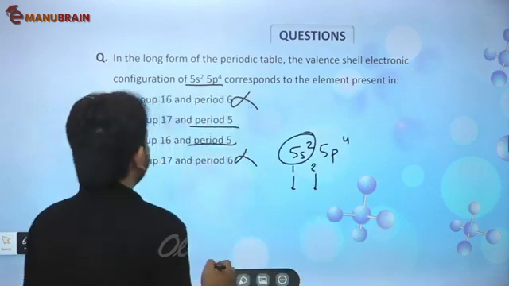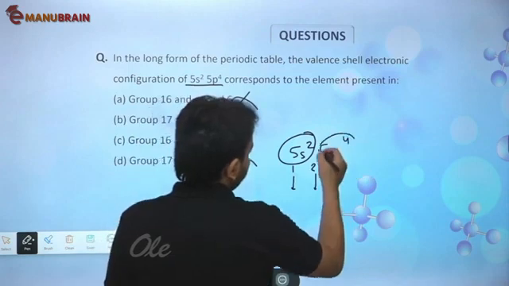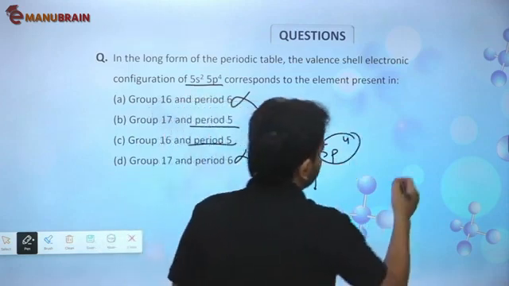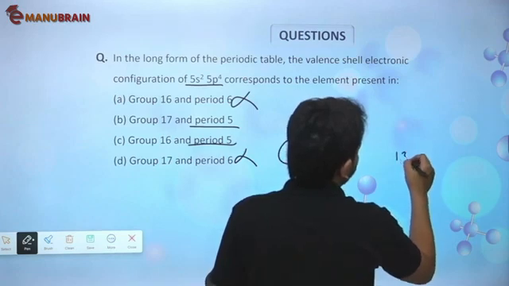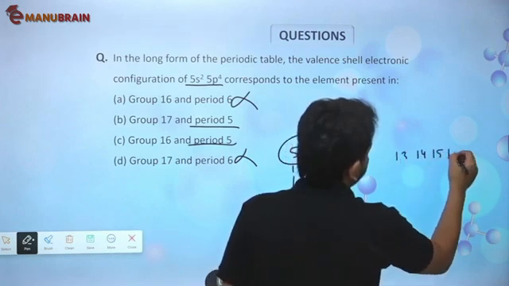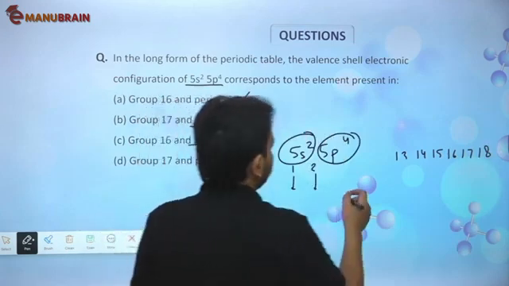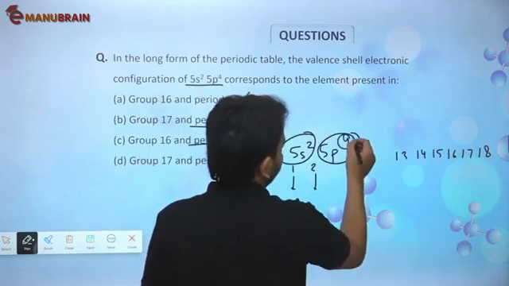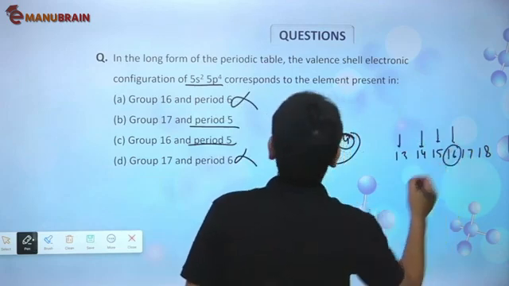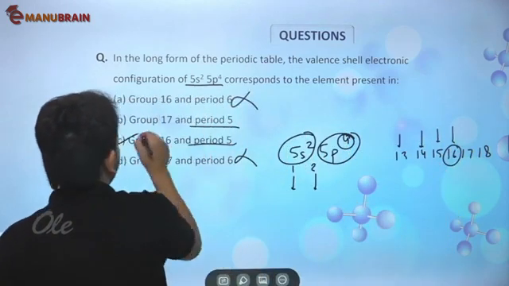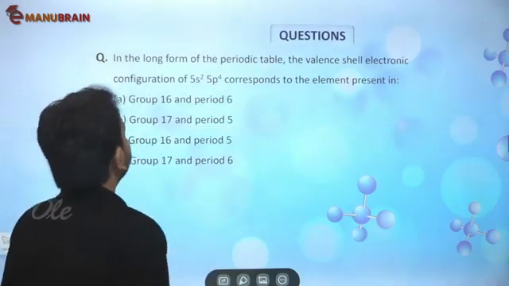And then if you're talking about the group, guys, if you notice, groups 13, 14, 15, 16, 17 and 18 are the P block. And in the P block 4 electrons are filled, so this will be first, second, third, fourth. So we'll get 16 as our group. So group 16 and period 5, option C will be the right answer, guys. All right, I'll move on.